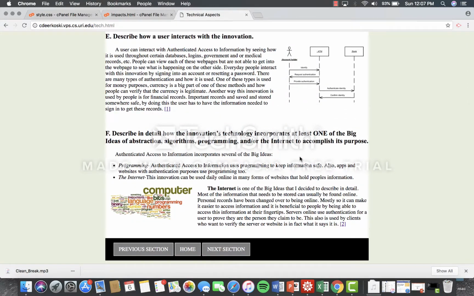So for F, the innovation's technology incorporates programming and the internet as two of the big ideas. Apps that hold people's information are programmed, and the internet can be used to access this information too. The picture on the left here shows how all the words revolve around a computer and how they work together.